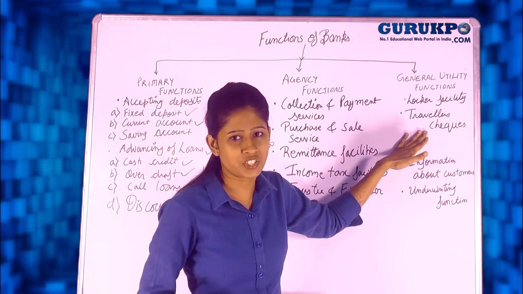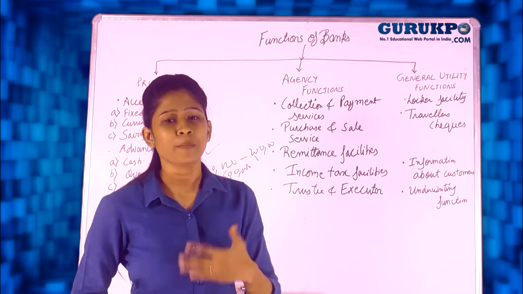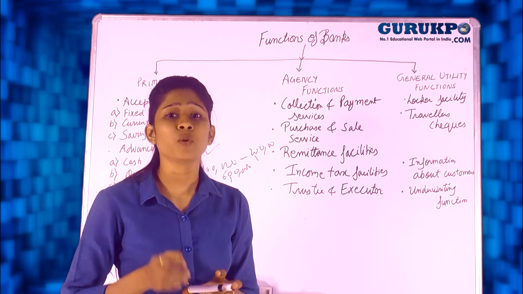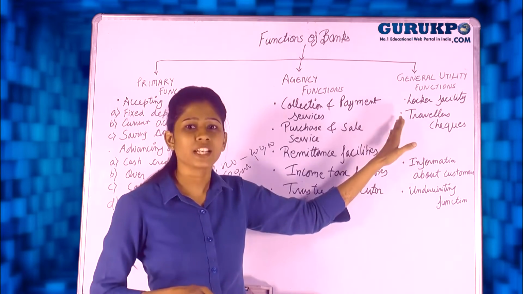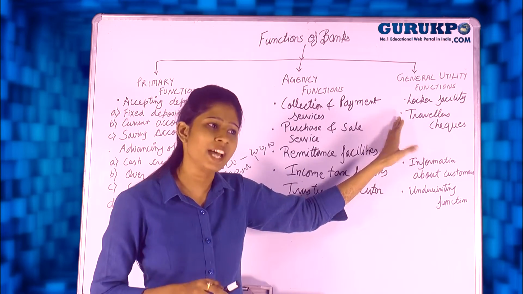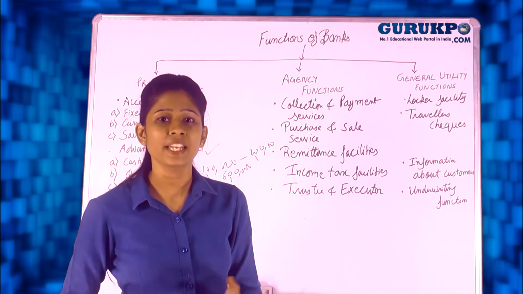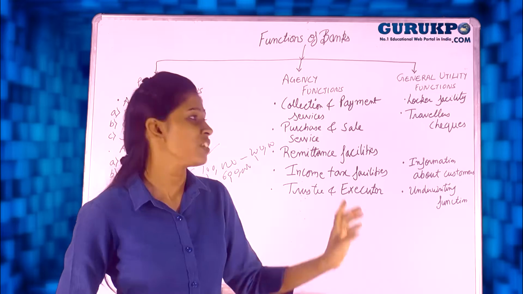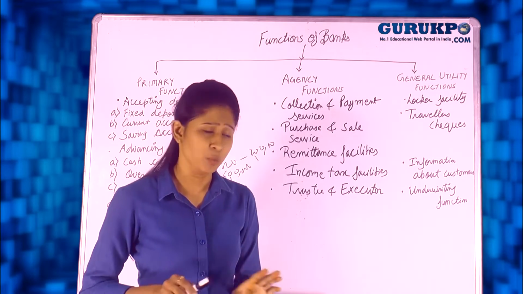Next is traveler's check. Whenever we are going from one place to another on a journey, the most risk is of money. Under the traveler's check, the bank issues us a traveler's check, and wherever we are going, we just present that traveler's check and we can get the hard cash at that time. We just have to carry a check with us and the risk of money is removed.